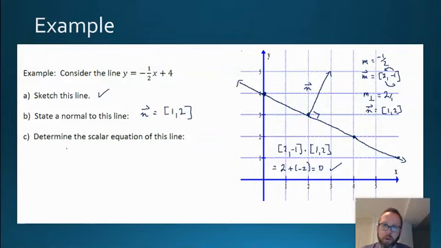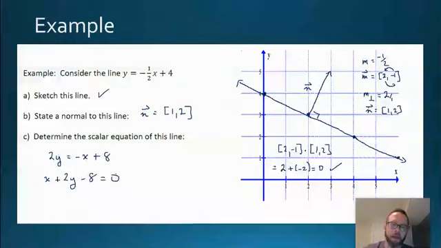Let's determine the scalar equation. Given slope-intercept form, we can find the scalar equation easily. We can clear the fractions by multiplying. In this case, we'll multiply by 2. So we get 2y equals -x, and then 2 times 4 is 8. So we multiplied everything by 2. And I usually like having my x values positive, so I'll move everything over. x plus 2y minus 8 equals 0. And there's the scalar equation, the standard form, the Cartesian equation of this line.